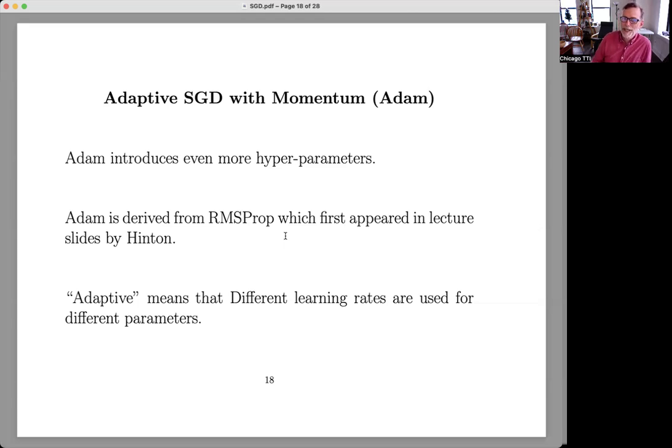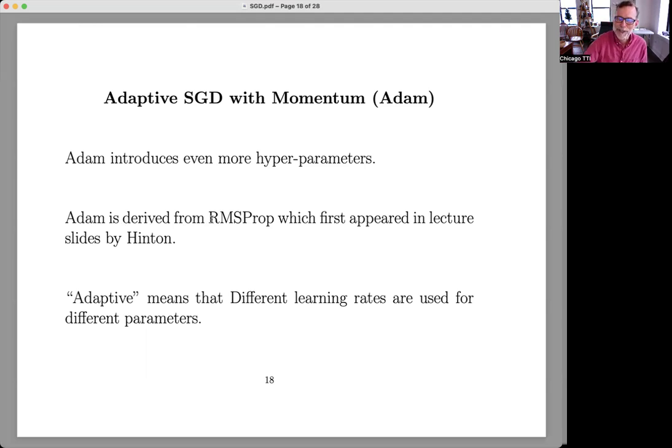I'm calling it an SGD algorithm because it's still stochastic and it's still gradient descent. But sometimes people will say SGD to mean vanilla SGD, and they'll say Adam to mean this modified version of stochastic gradient descent. Adam introduces even more hyperparameters, and I won't go through the details, but I'll give you a suggestion for a saner set of hyperparameters that better control temperature.